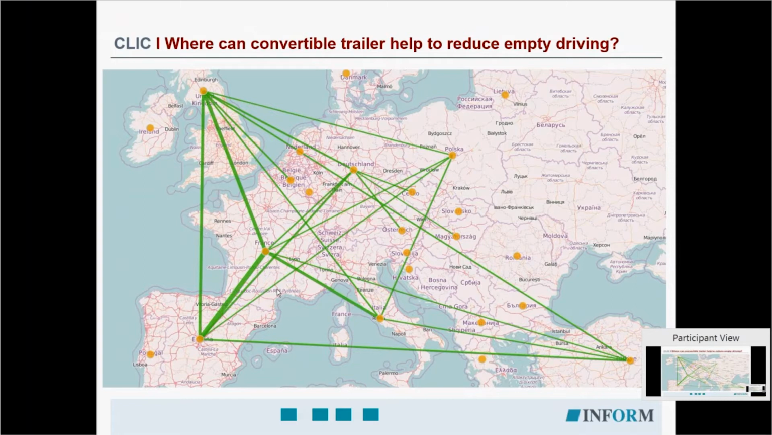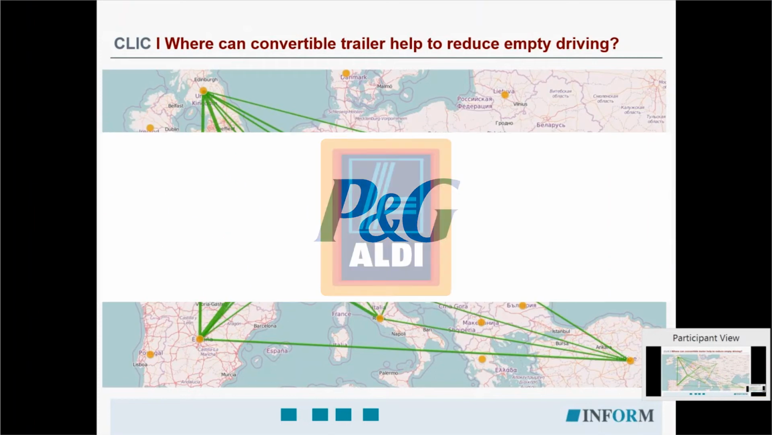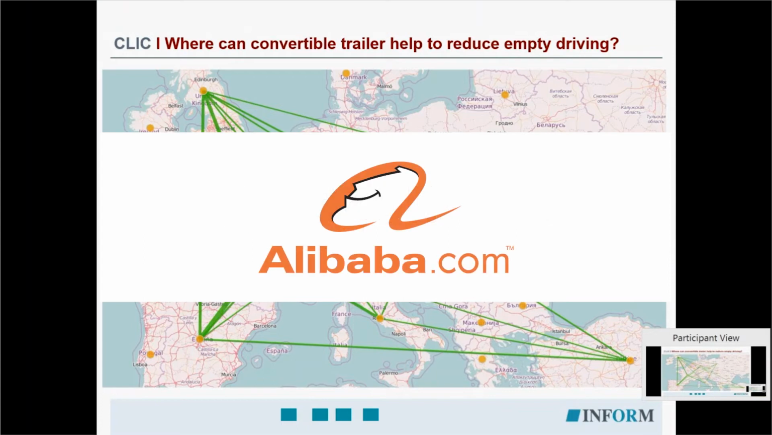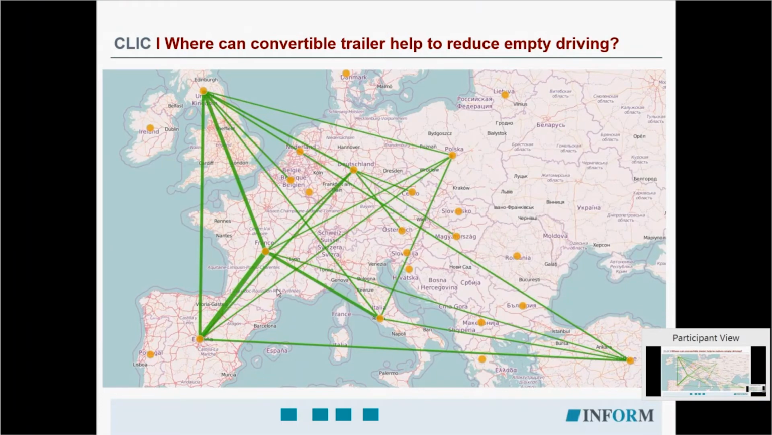We can make a match between the empty trailers and inbound flows to fill up a lot of the empty trucks. Here we see the lanes where the convertible trailer has the greatest opportunity to come in and improve the flows. This demonstrates only the use of inbound automotive flows. So can you imagine the backhaul opportunities when we also use flows from companies like Procter & Gamble, large supermarkets like Aldi and Walmart? Or what about Amazon and Alibaba?